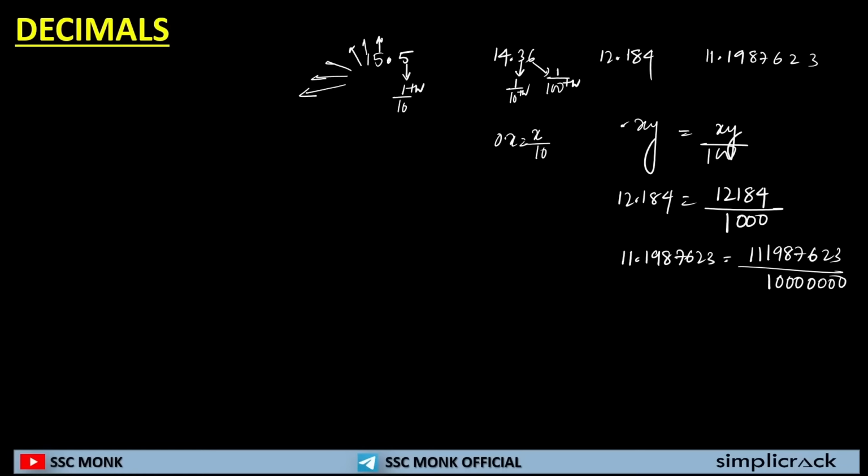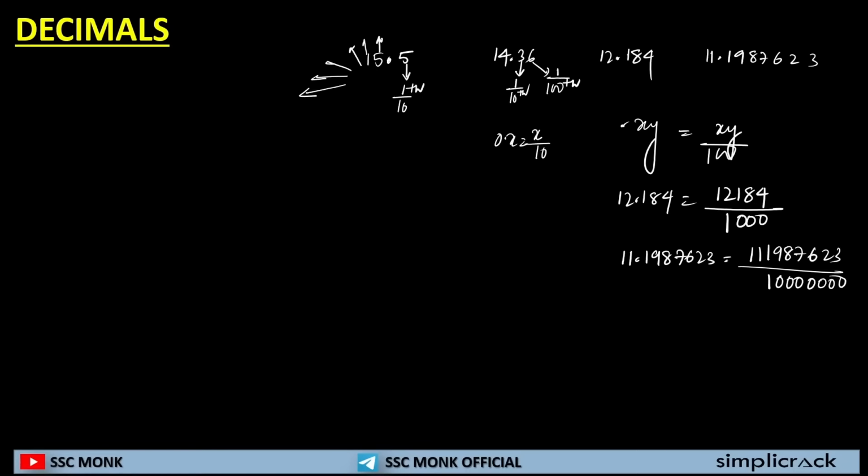Now in your SSC or railway examinations, there is a thing known as recurring decimal. This is a basic decimal. Now what is a recurring decimal? If it is written like 2.33333 and so on, or 2.23, 23, 23, 23 and so on, that means 23 is getting repeated every time. Or if it is written as 2.3, 64, 64, 64 and so on, that means after 3, 64 is getting repeated. These are known as recurring decimals.